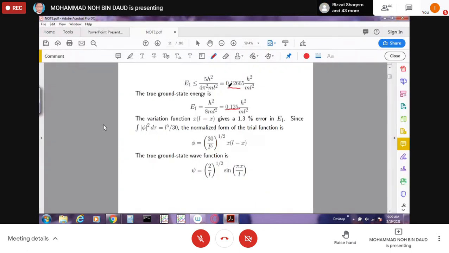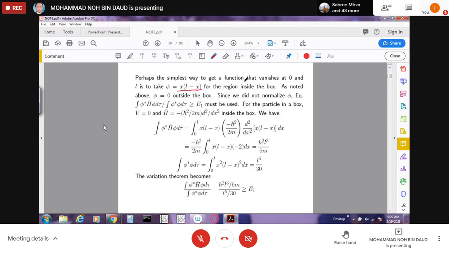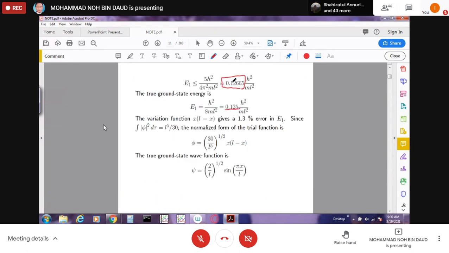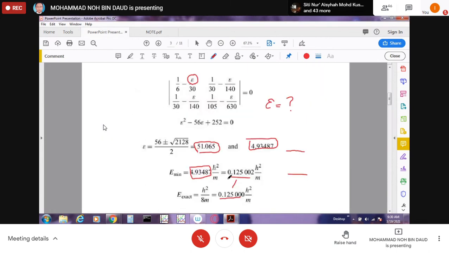We get this 0.12665. We use this same basis function. When we use this basis function, we get this 0.12665. You can compare this with this one. We get this significant improvement in lowering this ground state energy, 0.125002, close to this exact energy.